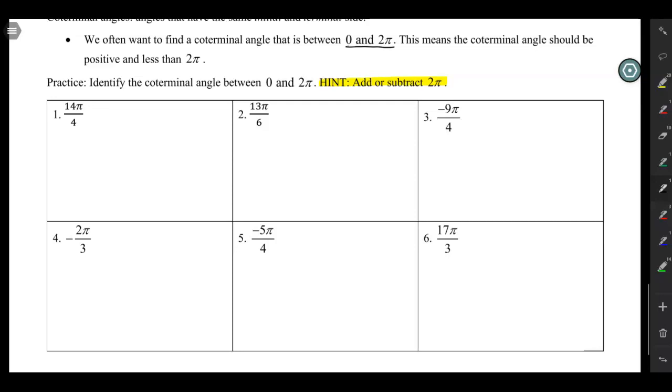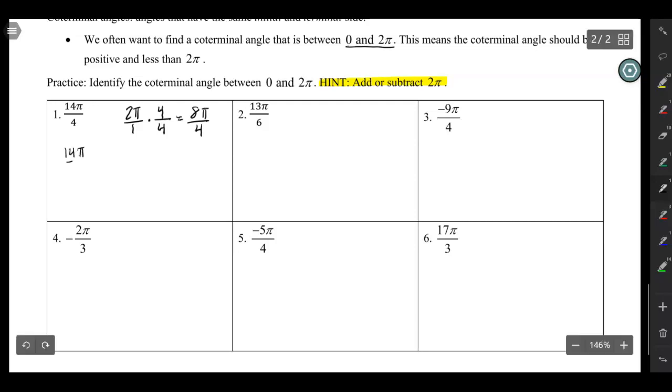So 14 pi over 4. Again, my goal is to find a coterminal angle that's between 0 and 2 pi. So what I'm going to do first is figure out how many fourths 2 pi is. I'm just going to multiply 2 pi over 1 times 4 over 4. So I know that 2 pi is 8 pi over 4. So I'm trying to find an angle that's bigger than 0, so it's positive, but it's less than 8 pi over 4.